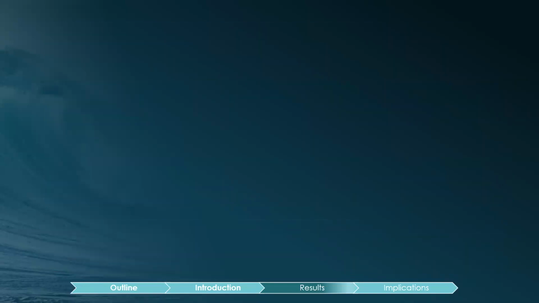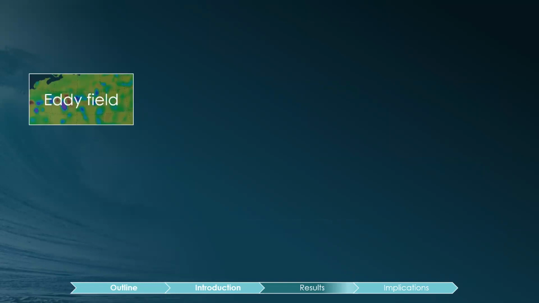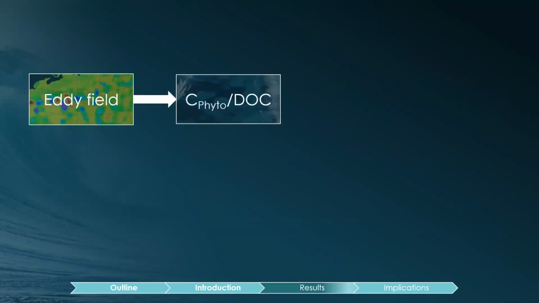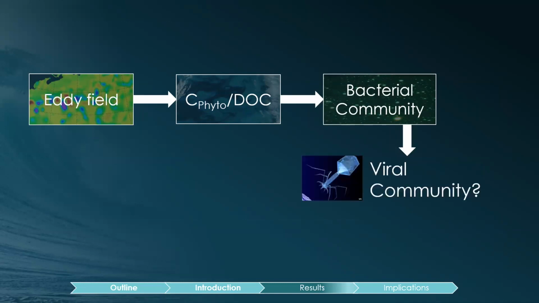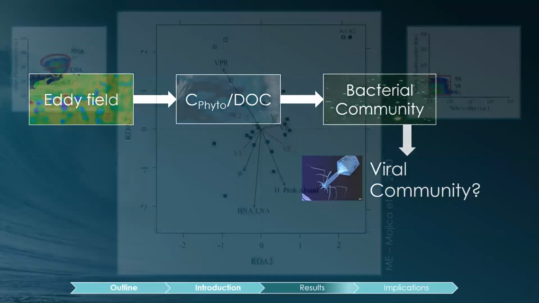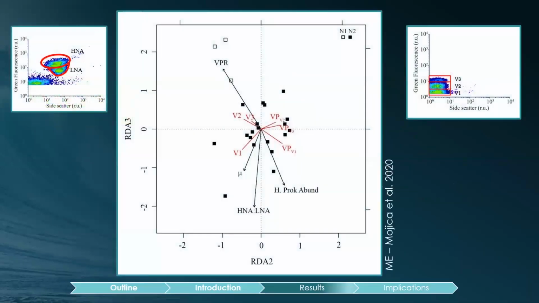So to sum up what I just told you: the eddy field is really driving the availability of phytoplankton carbon and DOC in the marine system, which affects the abundance, composition, and production of my bacterial community. So the question is, how does this influence my viral community? Here's that RDA I was promising. Really what I wanted to know is whether these groups are important for the dynamics of my viruses. So let me walk you through this.